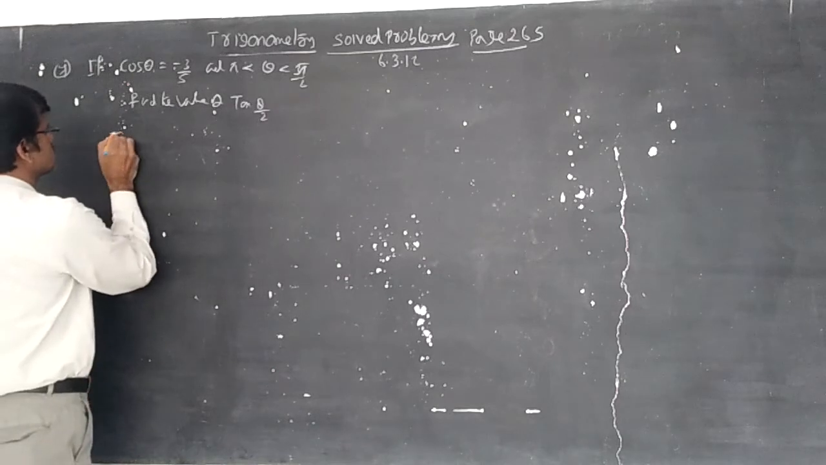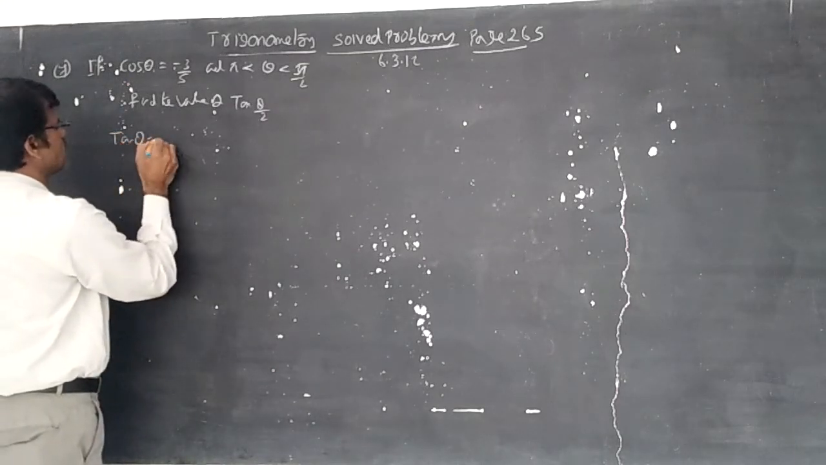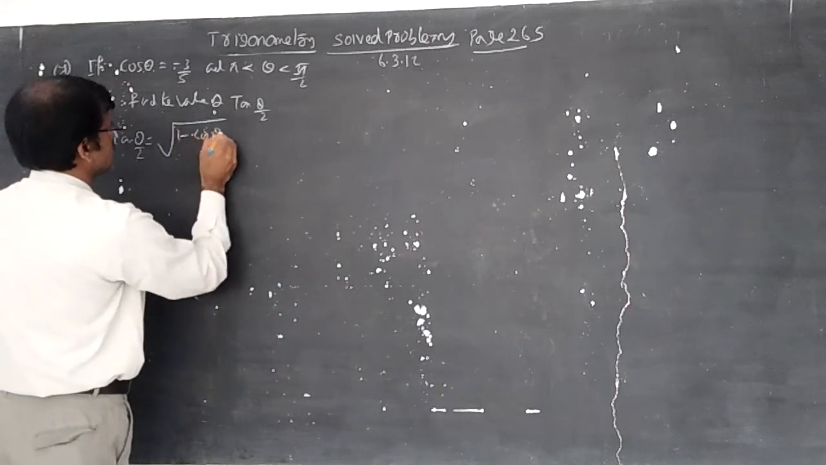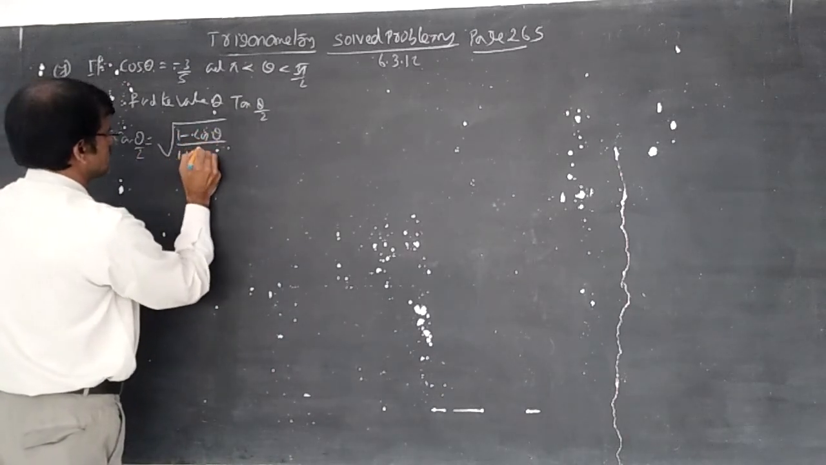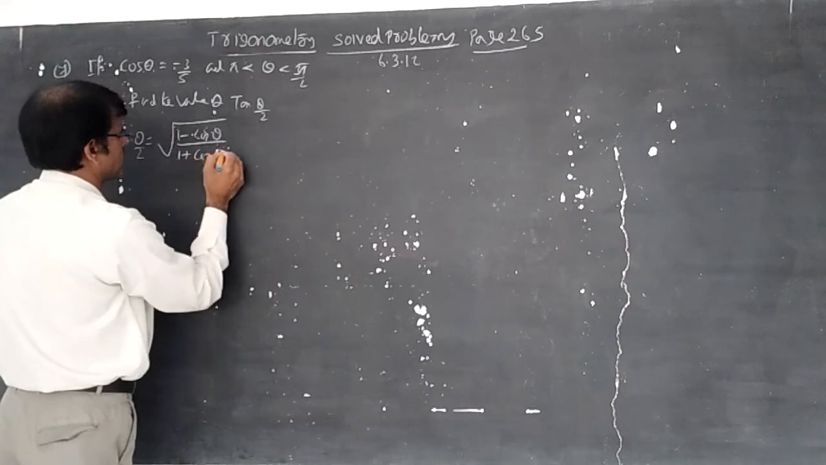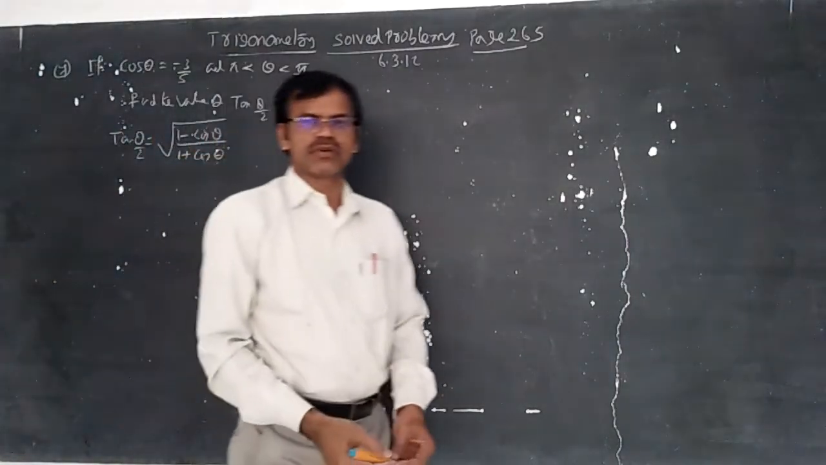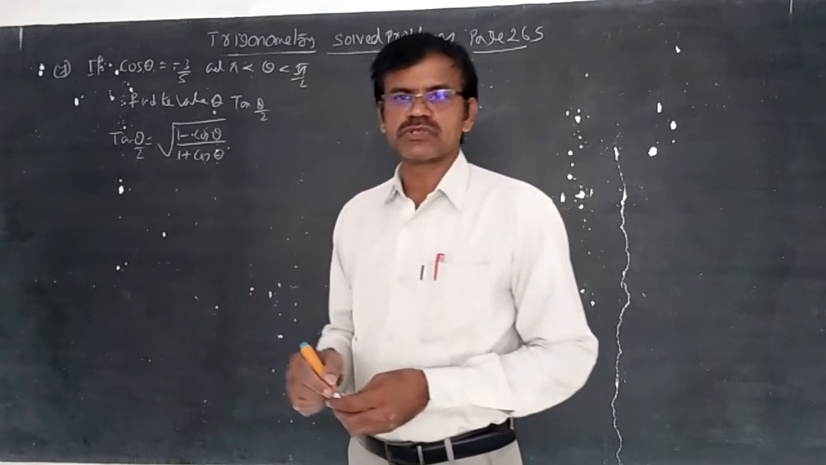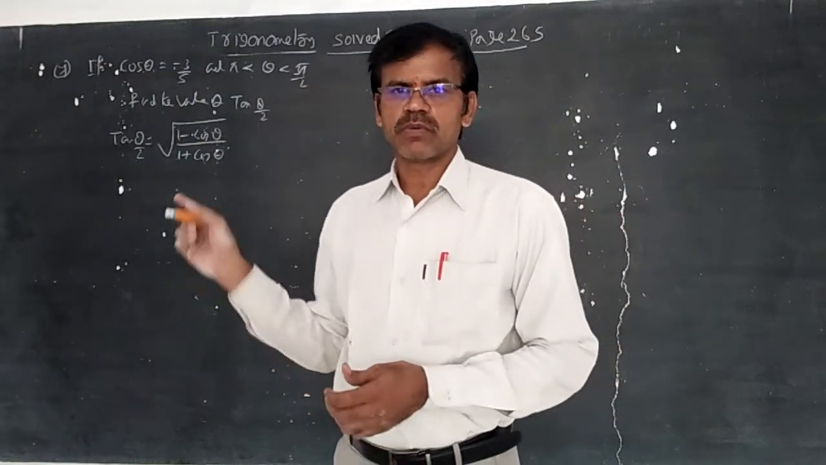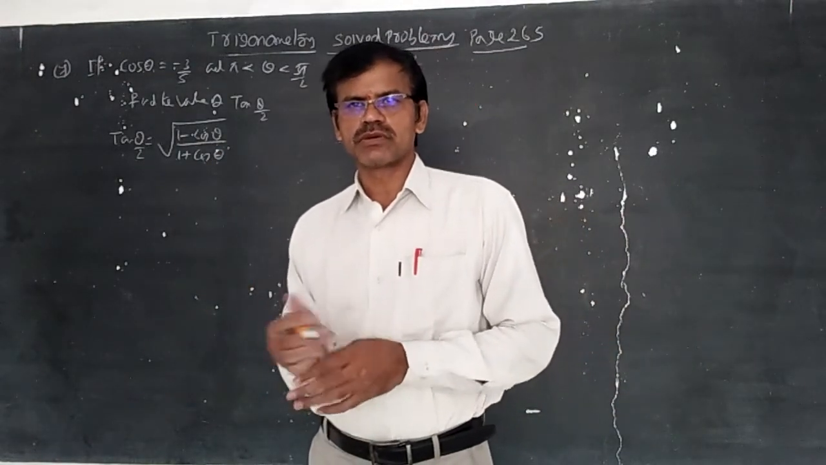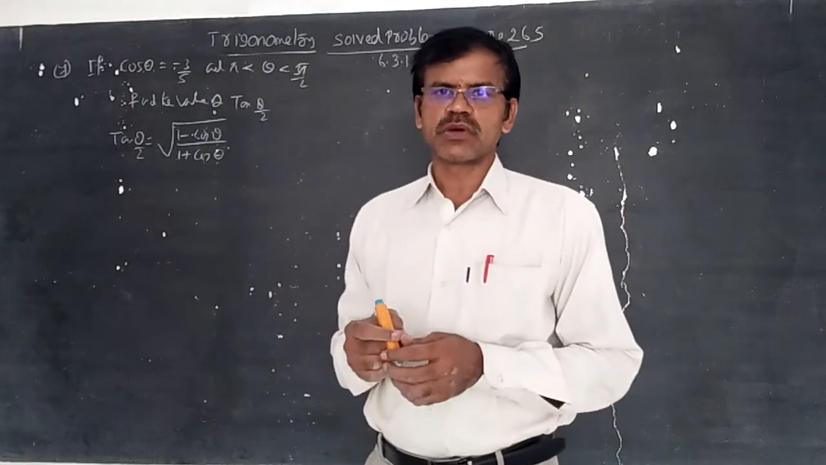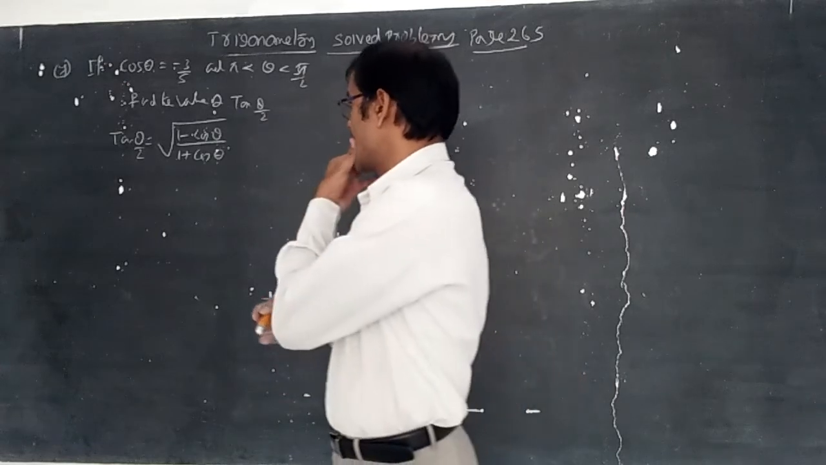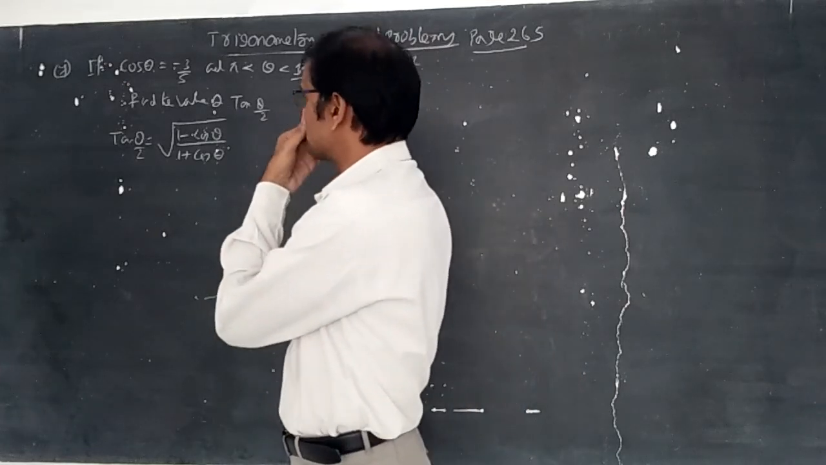Students, using submultiple angle, I said the formula: tan theta by 2 is equal to root of 1 minus cos theta by 1 plus cos theta. 1 minus cos theta gives 2 sin square theta by 2 and 1 plus cos theta gives 2 cos square theta by 2. 2 will be getting cancelled. Sin square by cos square becomes tan square. Tan square of root becomes tan theta by 2.